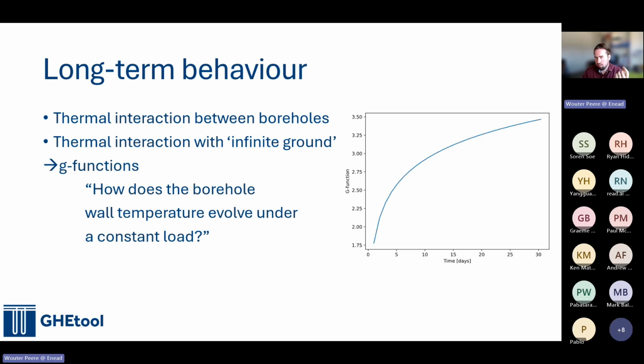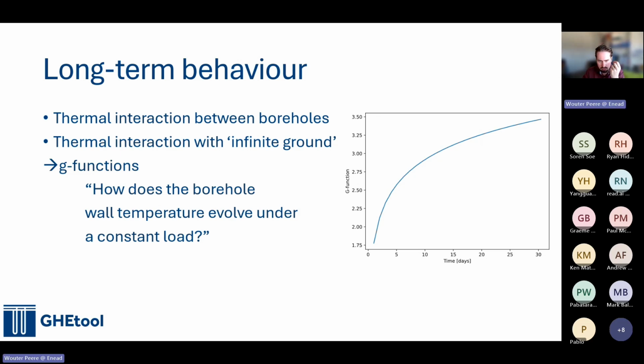Now we also have our long-term behavior. Because, of course, if we are injecting heat into the ground, which we don't take out, the ground will heat up year after year. And if we have a bore field, it's quite a complicated problem because all the boreholes interact with each other under the ground, they feel each other. And we also interact with the infinite ground. And that's what we can describe by using G functions. It's a concept developed in 1987 by Eskilsson in Scandinavia. And what he said is, well, okay, if we have a certain bore field and we inject a constant power, how will it react? And that's basically what you see here.